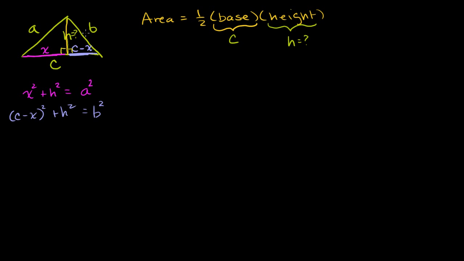So I'm assuming I know a, b, and c. So I have two equations with two unknowns. The unknowns are x and h. And remember, h is what we're trying to figure out because we already know c. If we know h, we can apply the area formula. So how can we do that?